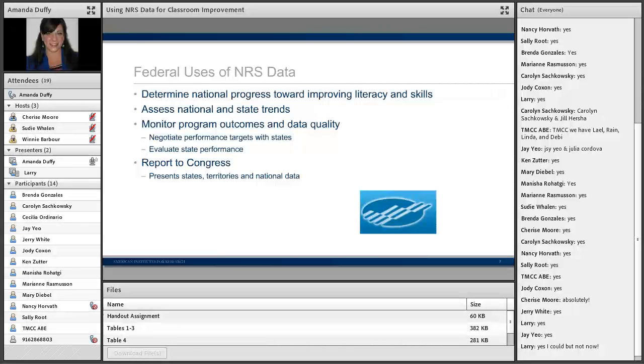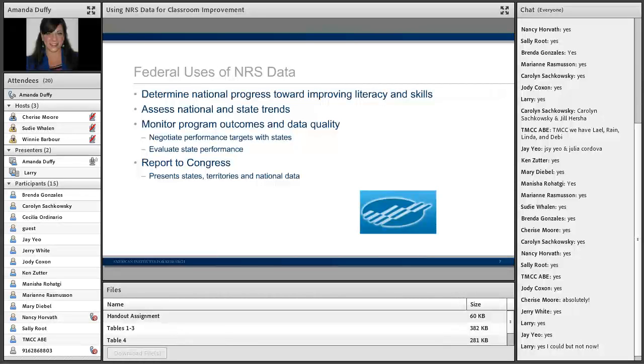At the federal level, the data is also used to monitor program outcomes and data quality. And so each year, AEPD negotiates performance targets with states to determine what percentage of students should be making EFL gains, for example. And so this decision trickles down to you as the classroom teacher, and it can help explain the expectations from your program director.